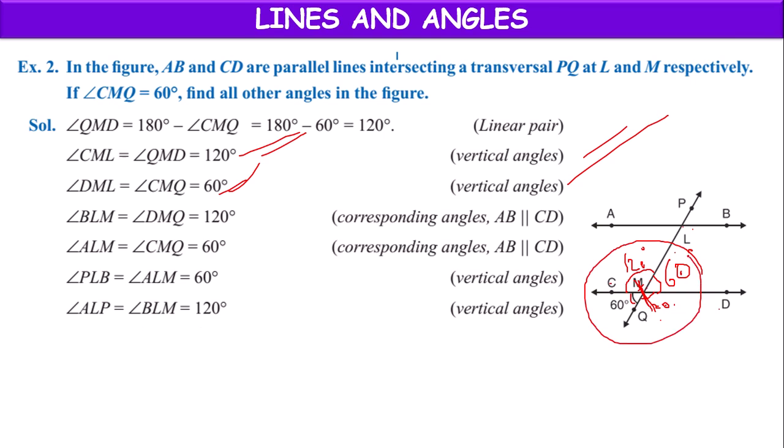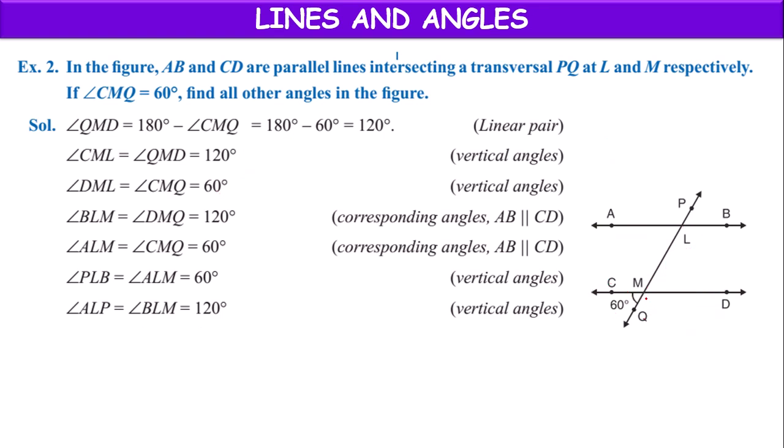At point M, if you take their sum, 120 plus 60, 180 plus 120, 300 plus 60, 360. Total sum of all the angles around the point is 360 degrees. So it is true.